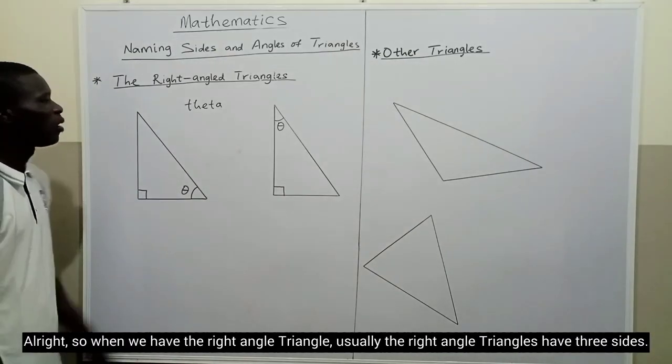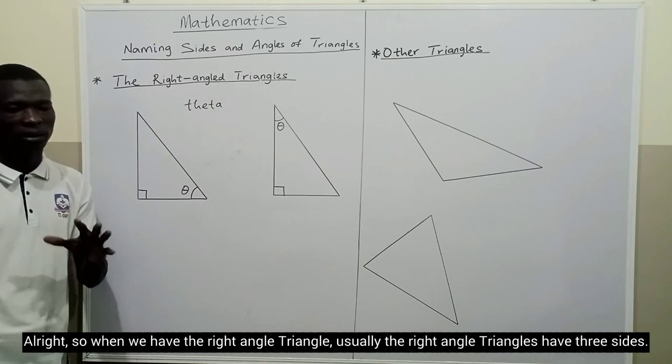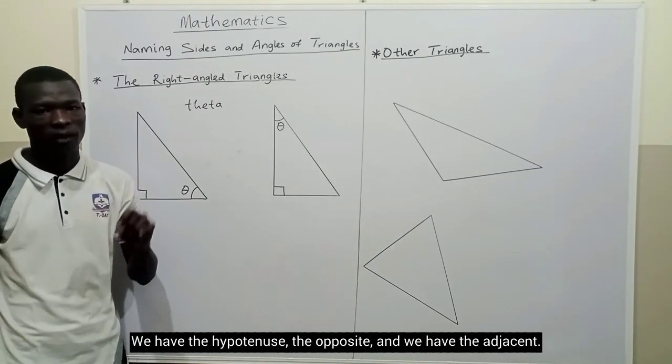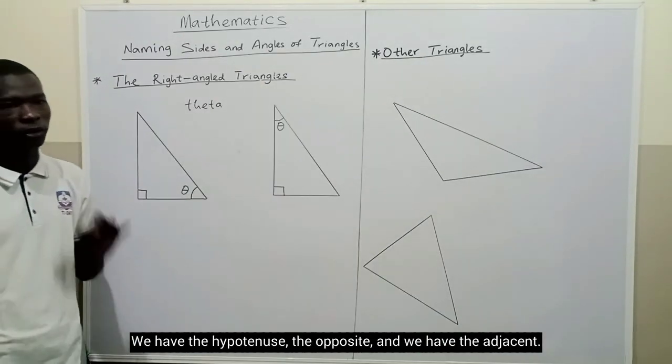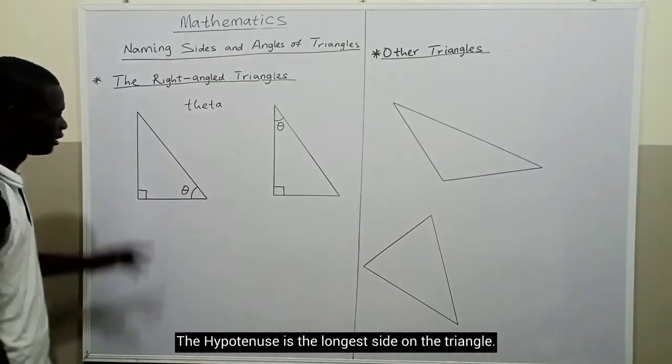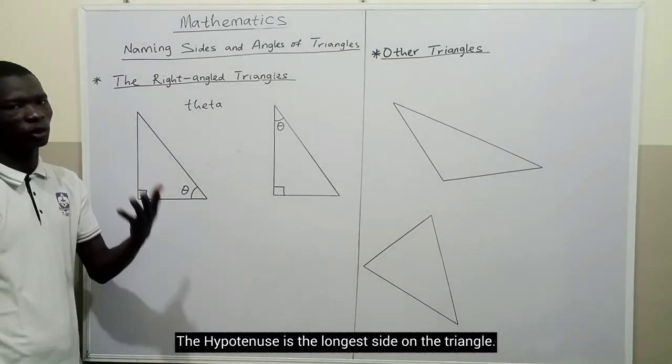Alright, so when we have a right angle triangle, usually a right angle triangle has three sides. We have the hypotenuse, we have the opposite, and we have the adjacent. The hypotenuse is the longest side of the triangle.